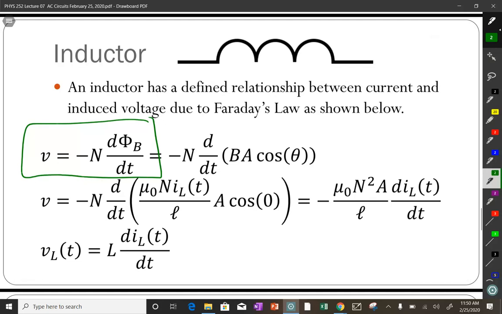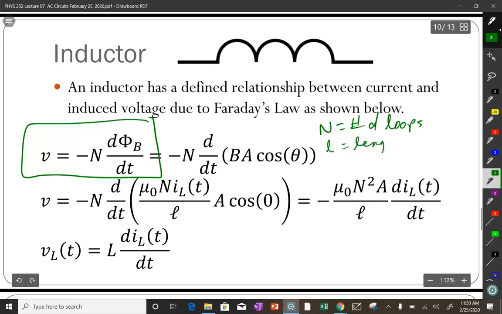And so for an inductor, you have a coil. And so you make a magnetic field in that coil that's given by mu naught capital N over the length. Remember, N is the number of loops. And L is the length of the coil, we can call it a coil, but now we call it an inductor. Now we'll call it an inductor, but it's the same thing.